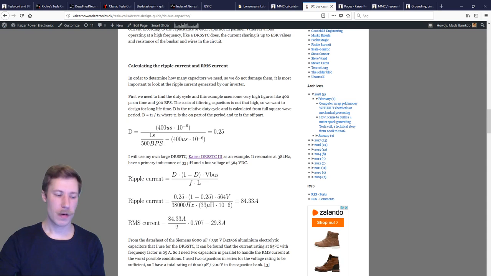So back to the question. Will more capacitors ensure more current? No, it will not. It will ensure that your capacitors do not heat up as fast.